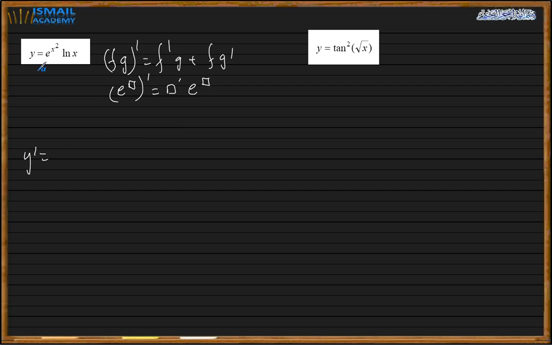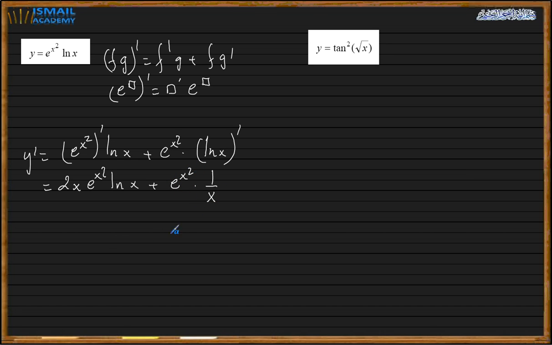So I have y prime, and I'm going to apply the product rule first. So it's going to be (e to the x squared)' ln of x plus e to the x squared times (ln of x)'. So here it's going to be 2x e to the x squared ln of x, and the derivative of ln is 1 over x, so it's going to be e to the x squared times 1 over x. You can do it this way: e to the x squared times 2x ln of x plus 1 over x. If you take e to the x squared as a common factor, you can leave it like that if you want, because they don't ask to simplify it.